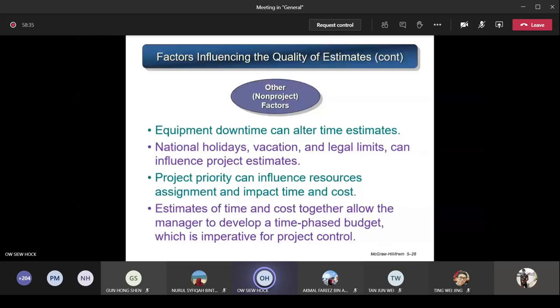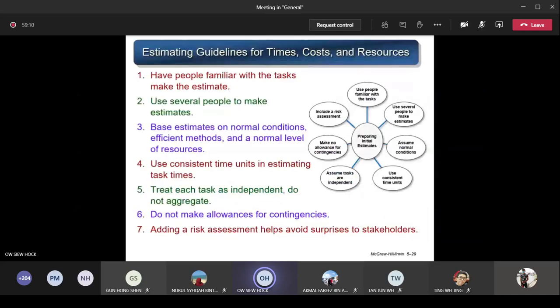So you have to wait. You cannot use the equipment or certain resources. You cannot proceed. So that affects your time progress in your project. So estimates of time and cost together allow the manager to develop a time-based budget, which is imperative for project control. So from estimating the time and the cost, you will know after a certain time how many resources I need to allocate, how much money I need to finish this particular task within this time frame. So you are required to do all these estimates in terms of time and cost. Okay, so these are the factors that will affect the accuracy of the estimation.